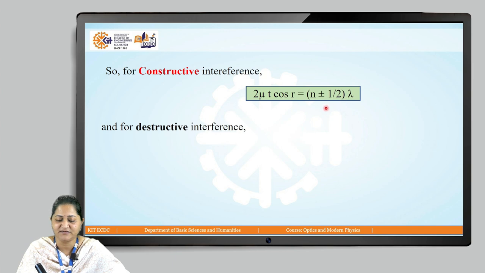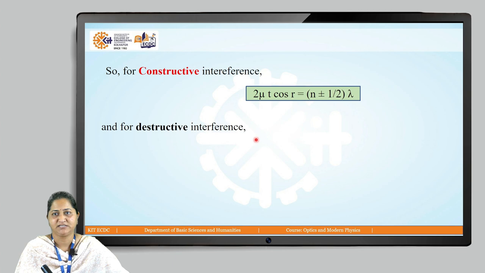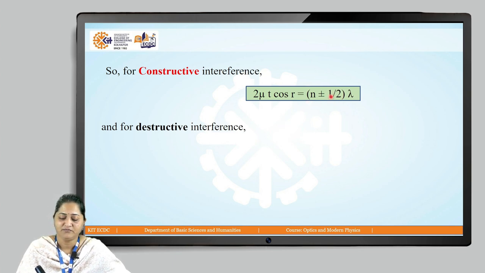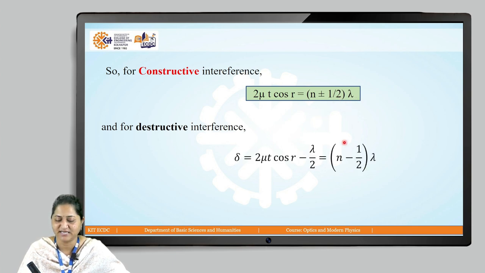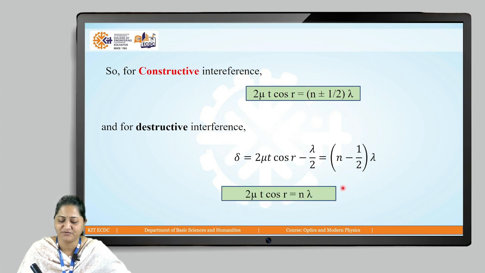And for destructive interference, as we know, this path difference is equal to n plus minus 1 half into lambda. We can choose the minus sign, because this plus or minus just tells us the direction, whether it is on the left side or right side of the central fringe. So, we choose minus 1 half into lambda, as I have shown here. So, n lambda minus lambda by 2, lambda by 2 gets cancelled out, and the final equation for dark is 2 mu t cos r is equal to n lambda.